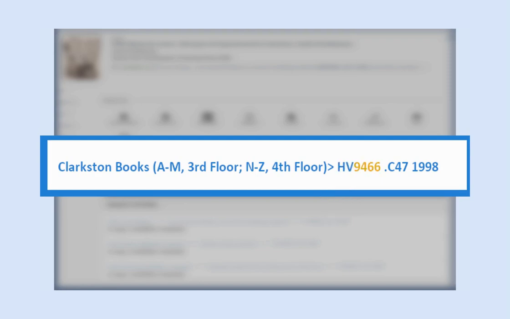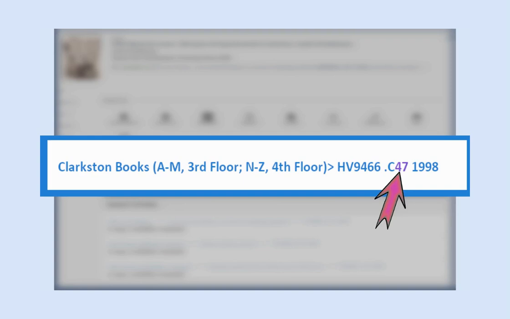Now, once we find HV, we're going to look for that first number, which is 9466. That's 9,466. Then, once we find HV 9466, you're going to look for that C, the one with the period in front of it. Finally, you look for the 47 that comes after the C. This second number is a decimal. C5 will come after the C47.